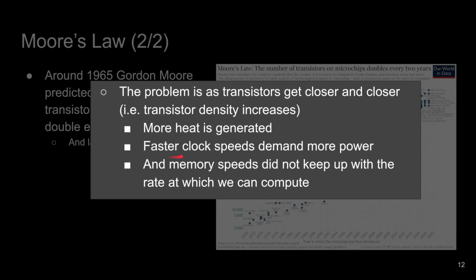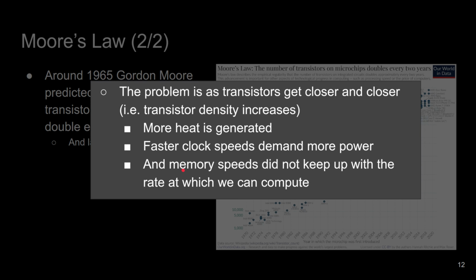Okay. Now as our CPUs are getting faster, which we call the clock speed, they demand more power. And that's another problem. We have a lot of power being demanded in a very tight space, and that's what causes the heat increase, increased energy consumption, and so on.